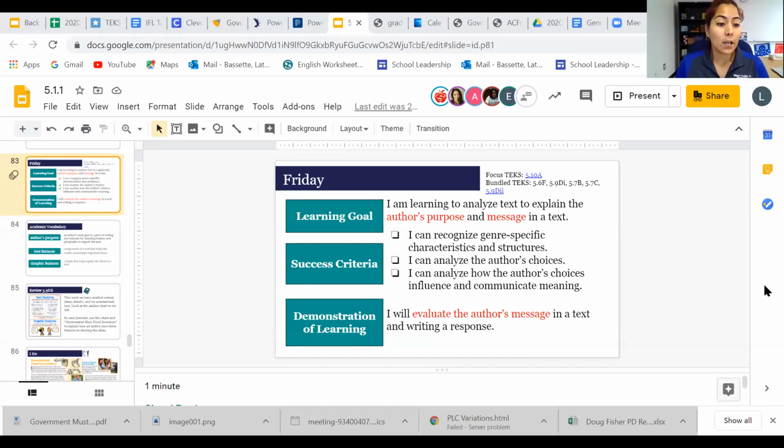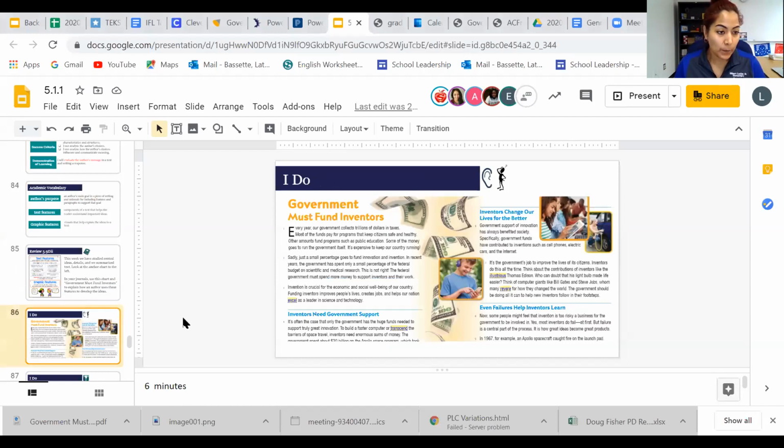So for today's learning goal, we are going to analyze the text and explain the author's purpose and message in the text. We are going to demonstrate this by evaluating the author's message in the text and writing a response. So first of all, author's purpose: every part of the text is purposeful, is there for a reason. Now as I think, I want you to listen for the steps and help me analyze the author's purpose.